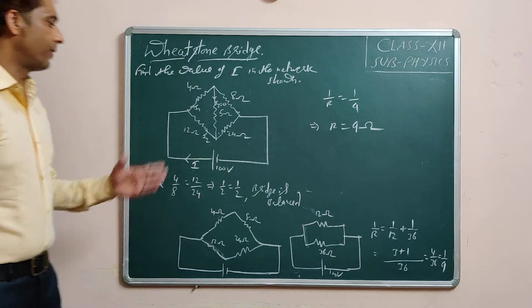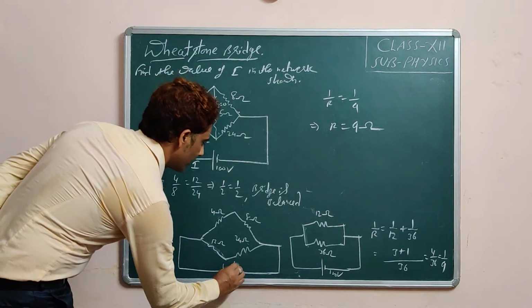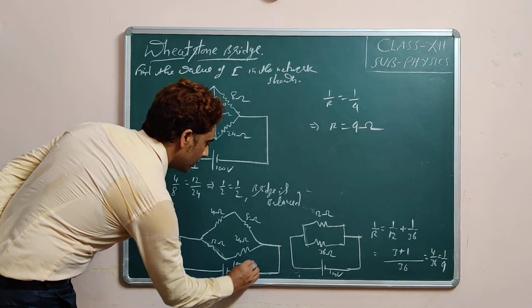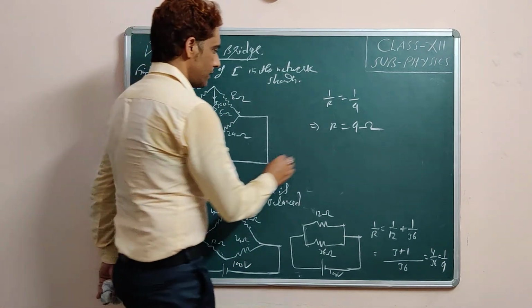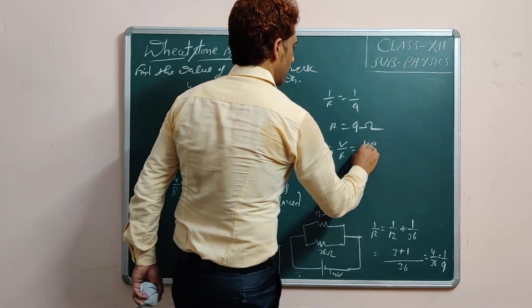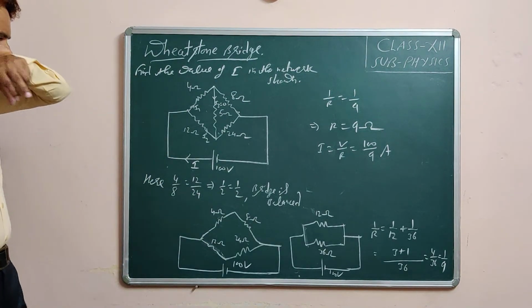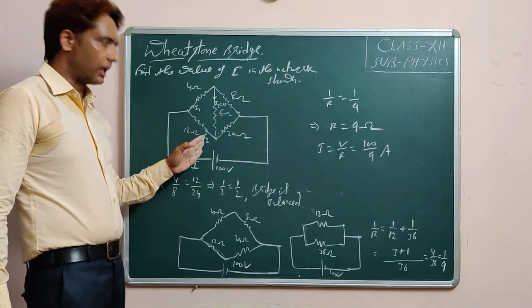So from this we can find the total current flowing through the circuit. So if here I is the total current, then I is equal to V by R, that is equal to 100 by 9 ampere. So this is the total current. We can also calculate the value of I1 and I2.